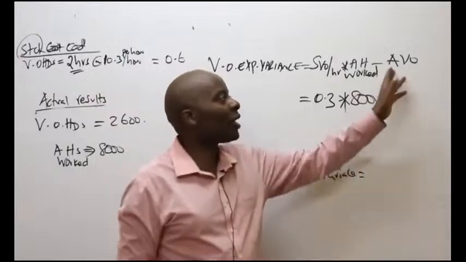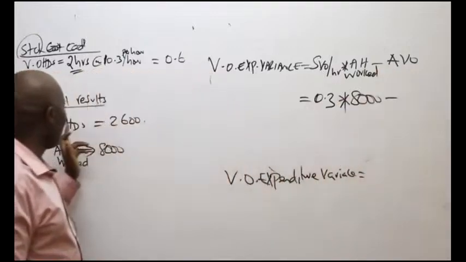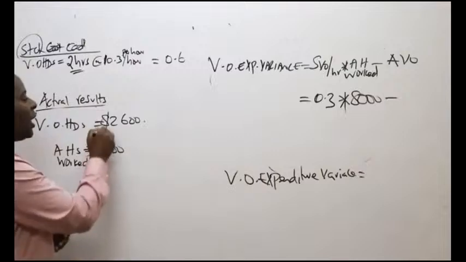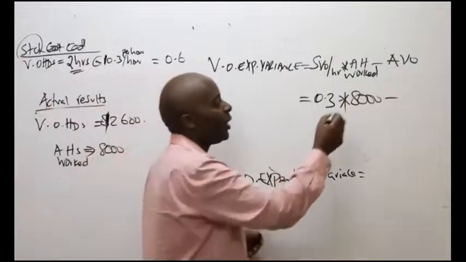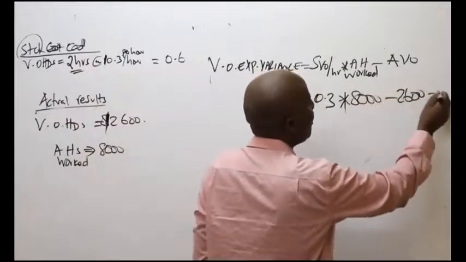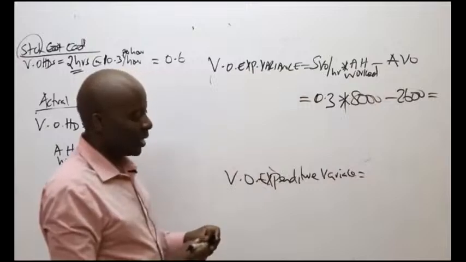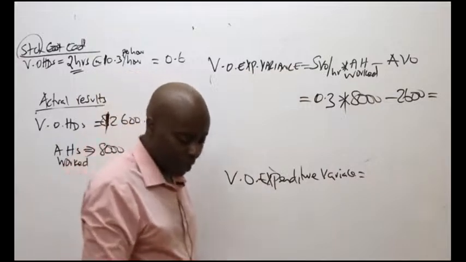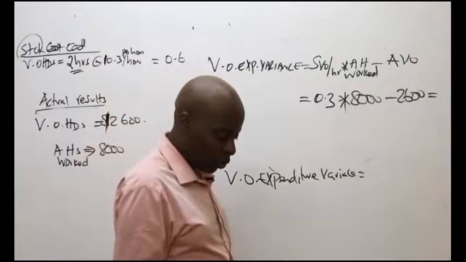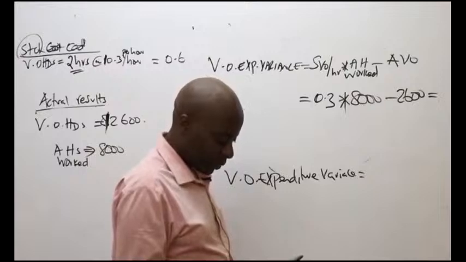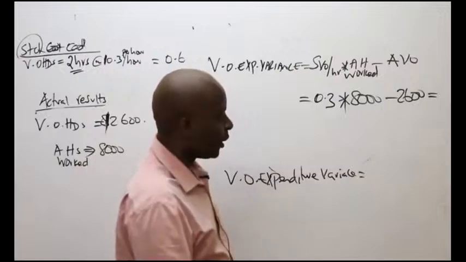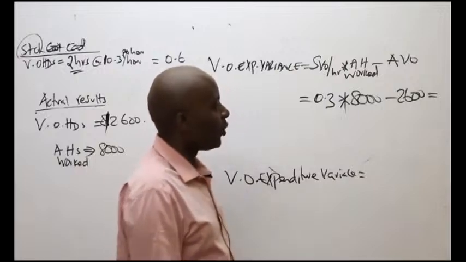So actual variable overheads, ladies and gentlemen, we have these dollars here. Go to the actual variable overheads. You will be able to see the dollars 2,600. Actual overheads here were 2,600. Please give us a figure. Actual variable overheads, you'll be able to see 2,600.